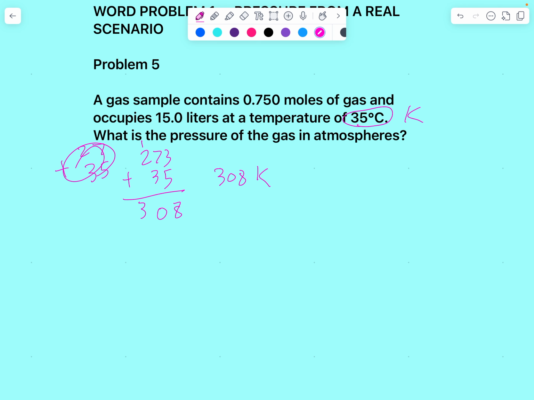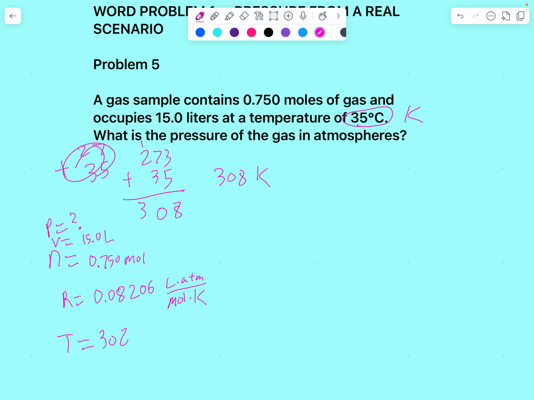So let's identify what we know. We don't know P. What is the pressure? I don't know, they're asking me for it. And then volume is 15.0 liters. The n is 0.750 moles. The R is always the same old, even if they don't write it, you know what it is. Look at all of those units. And then temperature is 308 Kelvin, right?